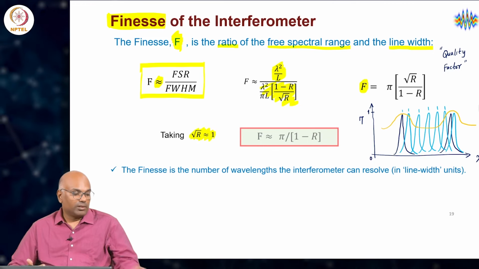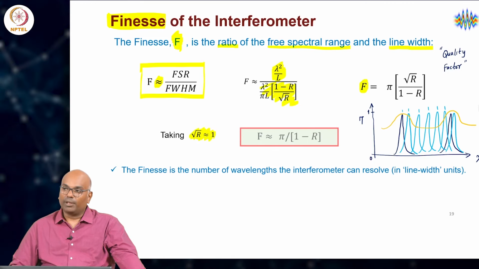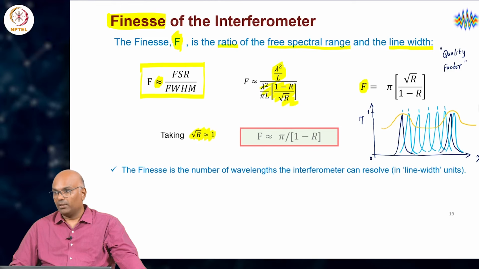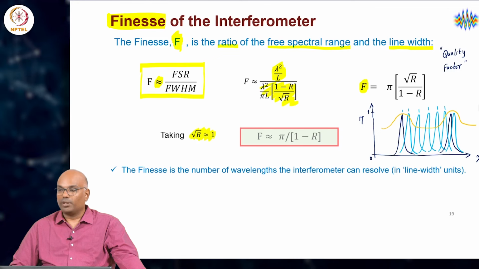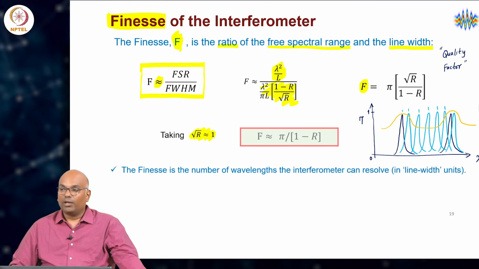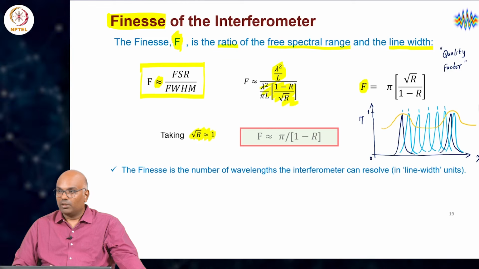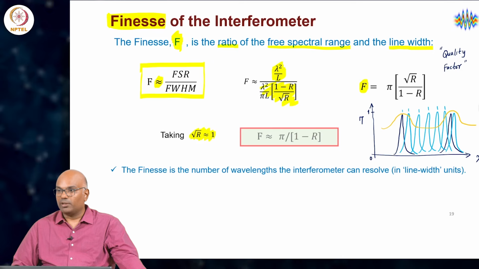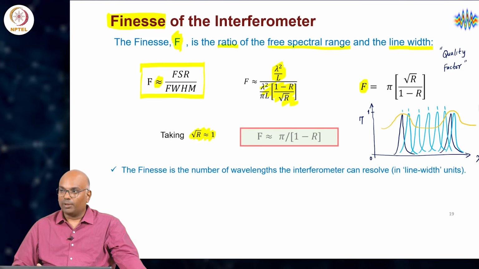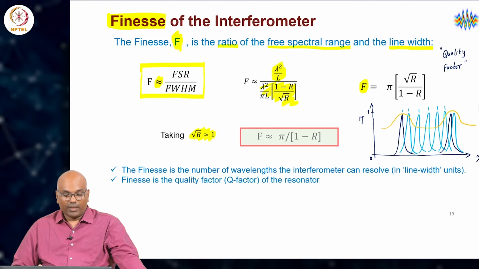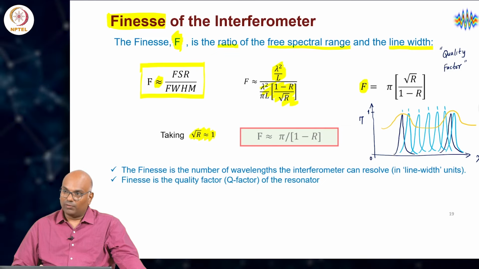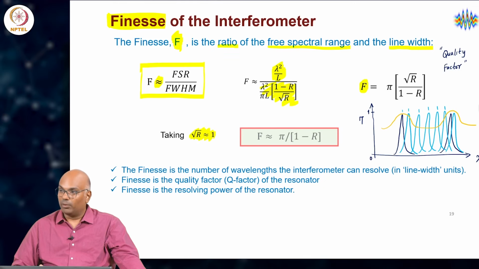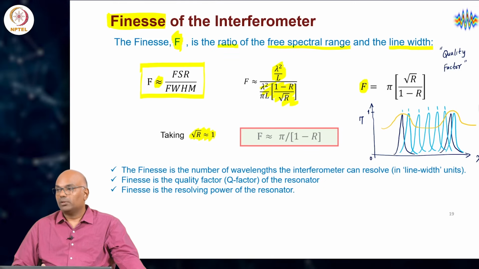Indeed, the resolving power of a Fabry-Perot interferometer is much better than a dispersive device like a grating or a prism. So, in the scale of resolving powers, it is prism, better than a prism is a grating spectrometer, and better than a grating spectrometer is a Fabry-Perot interferometer. So, finesse is the quality factor of the resonator. Finesse is also the resolving power of the resonator.